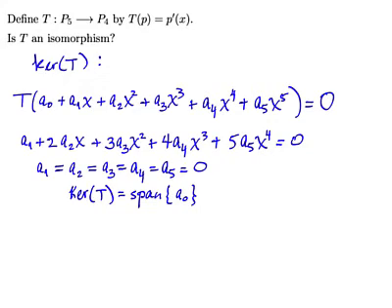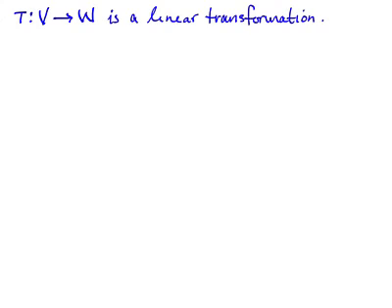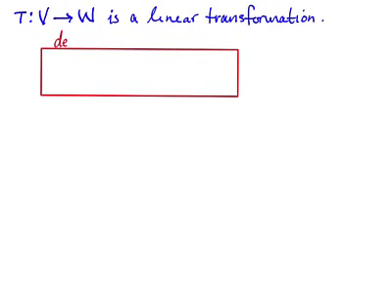Well, that's a little more than the 0 polynomial. So T is not 1-to-1 because the kernel of T is not just the 0 polynomial. So this is not an isomorphism because it's not 1-to-1. We don't have to check and see if it's onto.